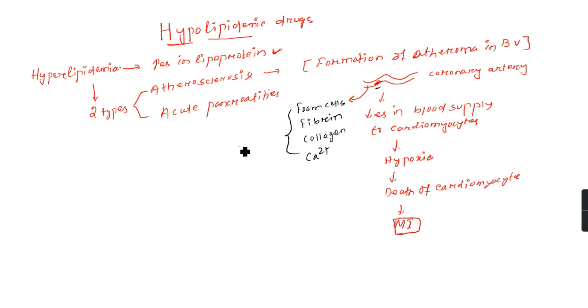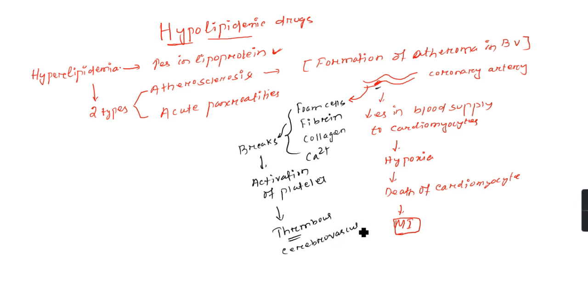Okay, when this atheroma breaks, that leads to activation of platelets. I discussed how this takes place in the last video. Due to this activation of platelets, there is a formation of thrombus, and this thrombus formation leads to several pathological conditions like cerebrovascular disease, coronary artery disease, stroke. Such types of pathological conditions develop. So here the culprit factor is lipoprotein. Now we will discuss what this lipoprotein is.